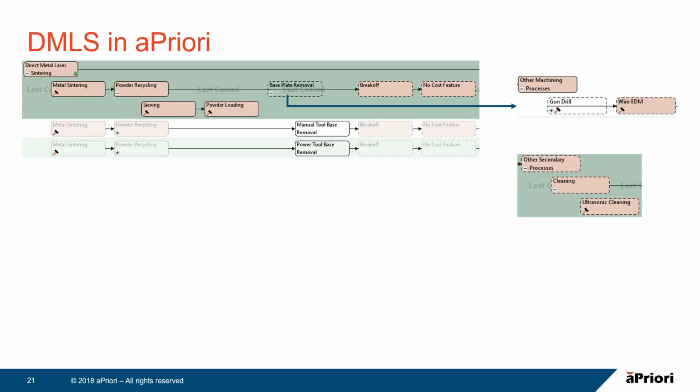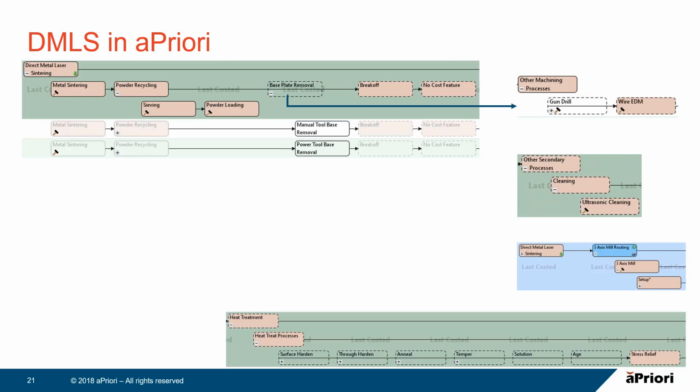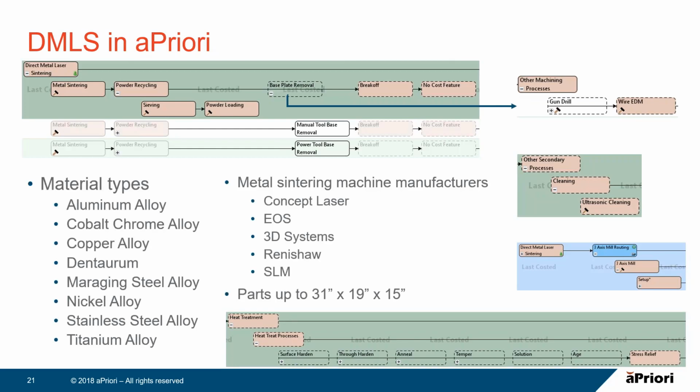Also automatically included with DMLS is ultrasonic cleaning. Removing the powder is very dangerous if it's inhaled, so this is done in an ultrasonic cleaner. Also, as we mentioned, the base plate's removed, but after it's removed, it goes through a facing operation. So we use a 3-axis mill with a facing tool to skim the top surface and get it ready to be reused again on the metal sintering machine. And then finally, to relieve residual stresses, we put the parts through a stress relief process. That's done in a radiation heating furnace.